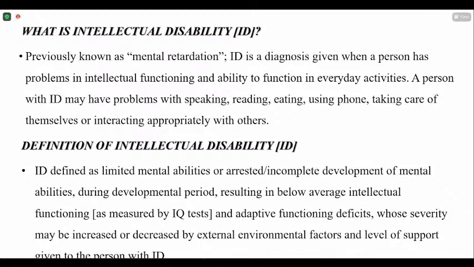Intellectual disability specifically is defined as limited mental abilities or arrested or incomplete development of mental abilities. And these abilities can be limited, arrested, incomplete, or even deteriorated, you can lose them. It has to occur during the developmental period. So even a child who was born with normal intelligence, if they get a road traffic accident and they get brain damage, if it is during the developmental period, you'll not talk about dementia. You'll still talk about intellectual disability. However, if it's over 18 years, again, you will not talk about intellectual disability. You'll talk about dementia or cognitive deficits, cognitive impairment, and so on.